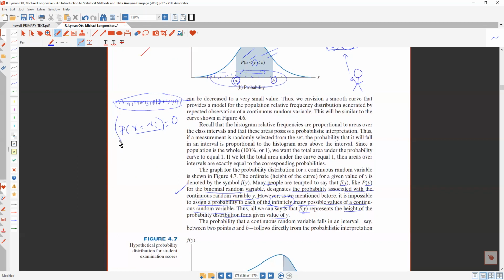So if I were to blow this up a little bit, yes, we can compute the areas between these values and select this value and select this value. But as we get more and more narrow, eventually we cannot get that particular value because it's continuous. And that's why this statement is true.